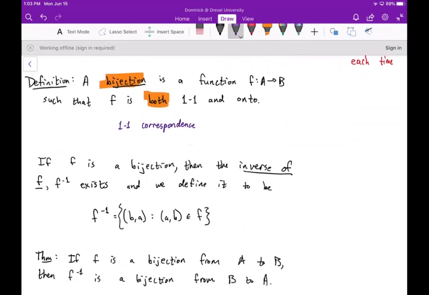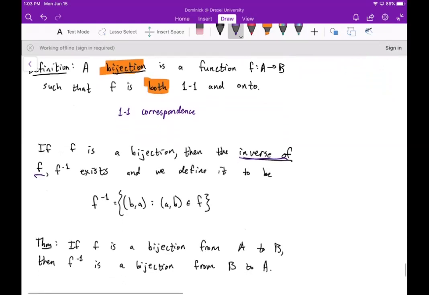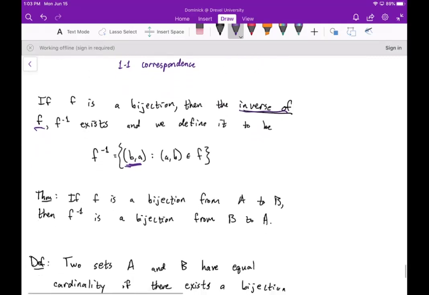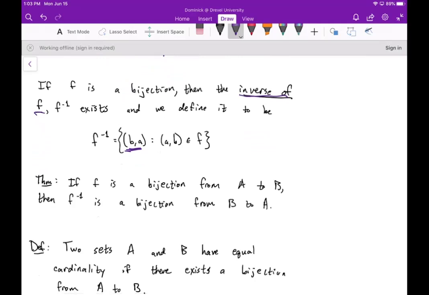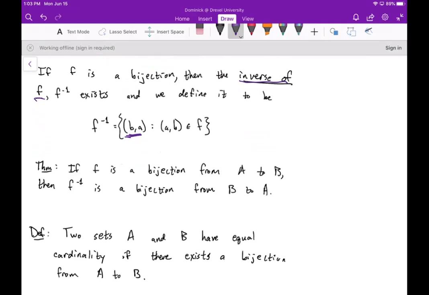Now, if f is a bijection, so it's both one-to-one and onto, then we can talk about what the inverse of f is. So if we have a bijection, then the inverse exists, and we define it to be the set of all ordered pairs that are flip-flopped. All of our first coordinates are now our second coordinates, and all of our second coordinates are now our first coordinates. And of course, I don't know if it's a theorem or more or less a corollary, but if f is a bijection from A to B, then its inverse is also a bijection, but it goes from B to A.